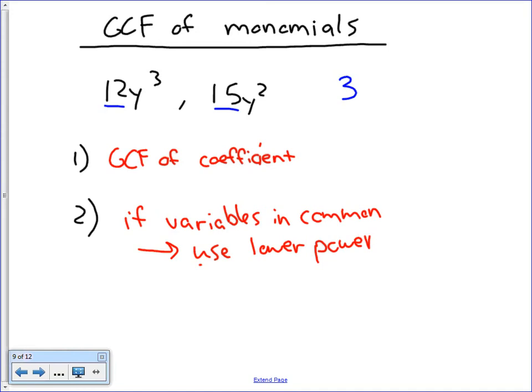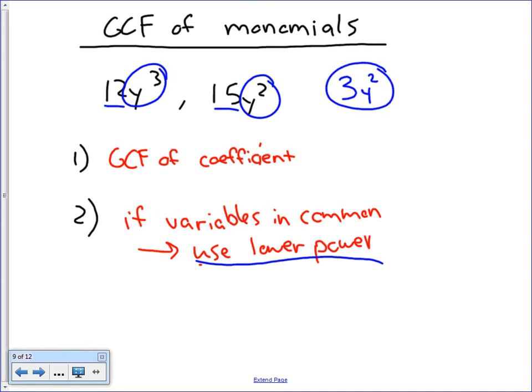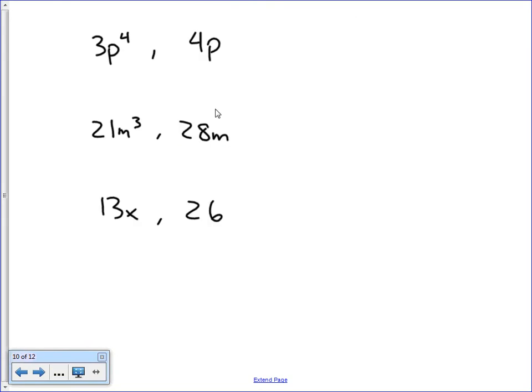Step 2, if there are variables in common, so what that means, are there x's, are there y's, are there z's, are there a's in both? In this case, yes, there are y's in both. If that's true, use the lower power. So which one has the lower power, the cubed or the squared? Well, y to the second. So always just use the lower one, because you can at least take out that many in both. You can divide out that many.